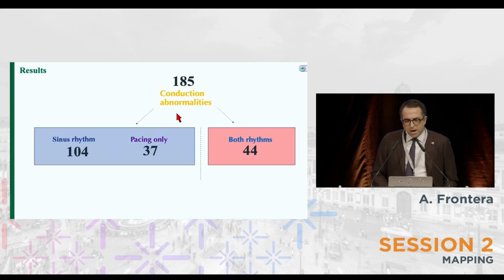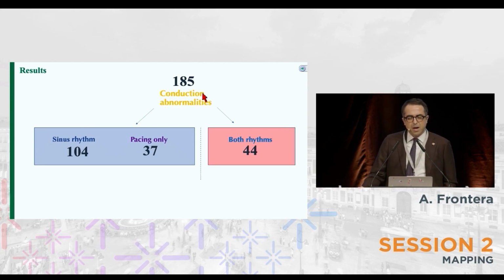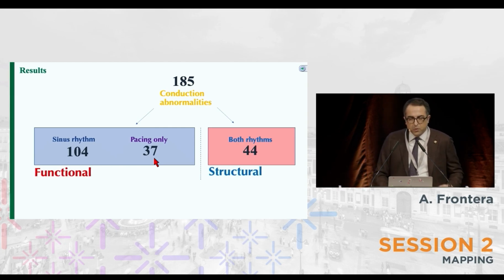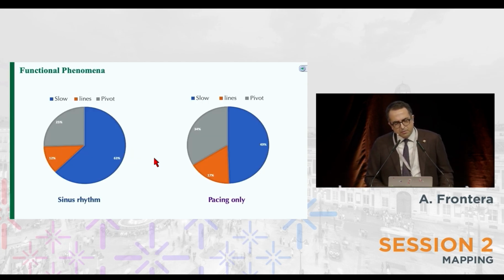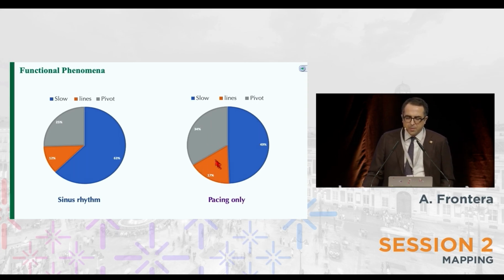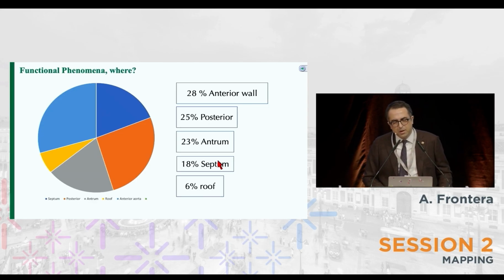So the main findings are 185 conduction abnormalities seen in almost 40 maps. Mainly these were functional, 44 were structural, and most of them were slow conduction corridors. And during pacing only functional phenomena increase, the number of pivots and lines of block, which makes sense because you are stressing the tissue.